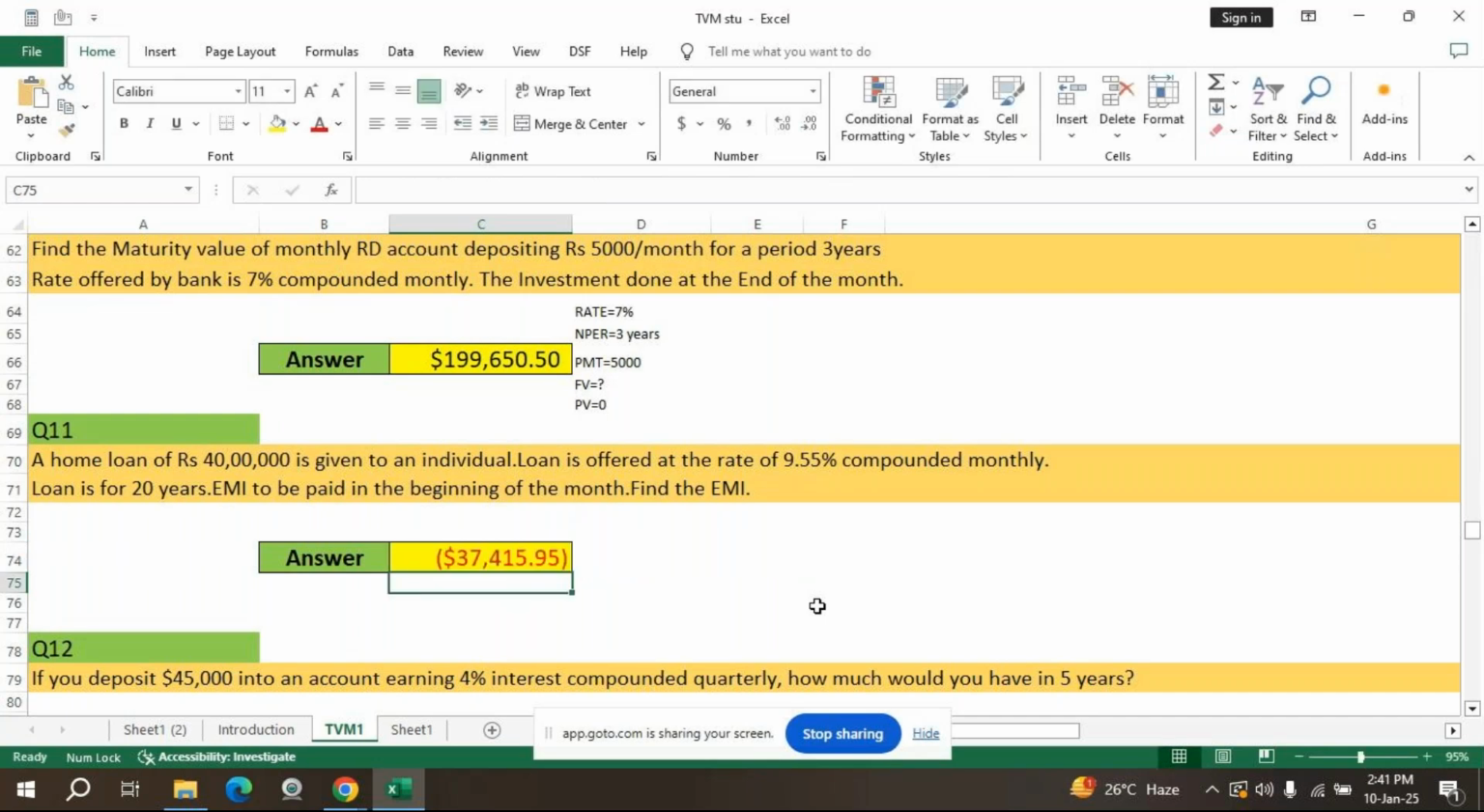See now, 37,415 we have to pay as EMI, okay, per month for 20 years. Monthly we have to pay 37,415. Okay, you just try it out.